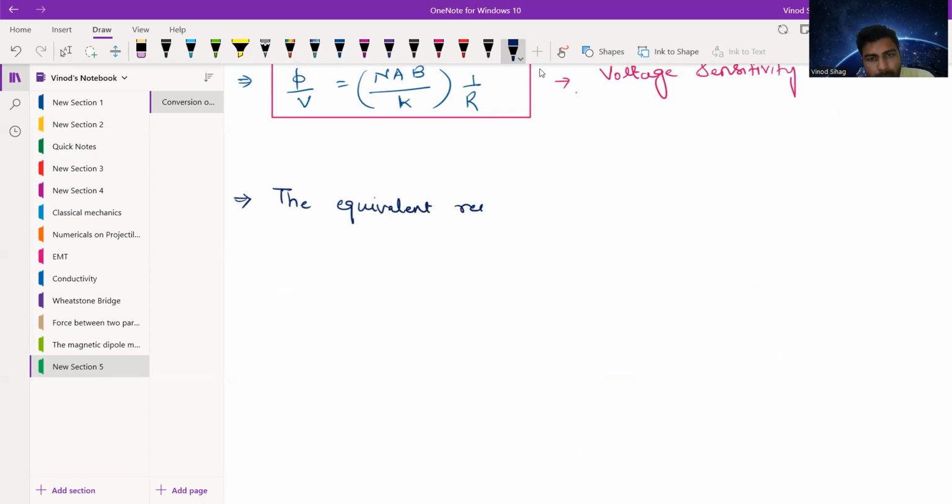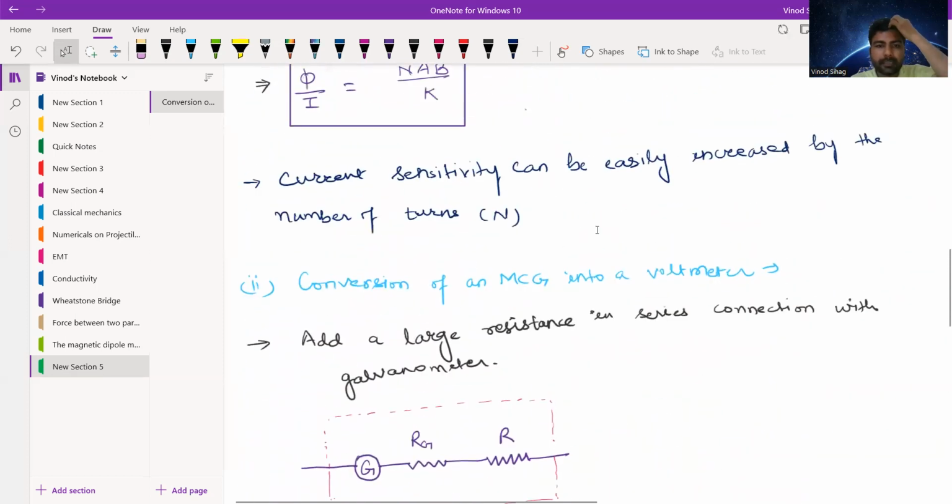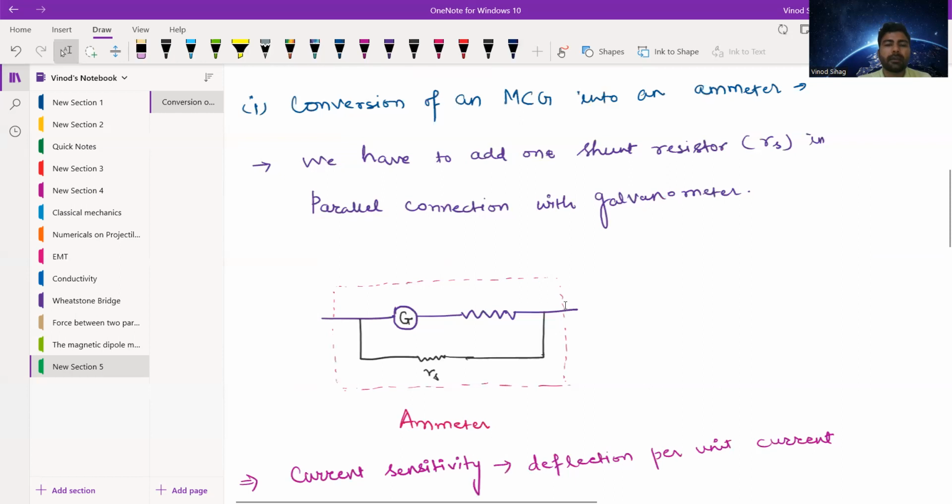The equivalent resistance when an MCG is converted into an ammeter. Okay. If an MCG is converted into an ammeter, then we can see that one shunt resistance Rs was connected in parallel connection with the galvanometer, where the resistance of the galvanometer is Rg.